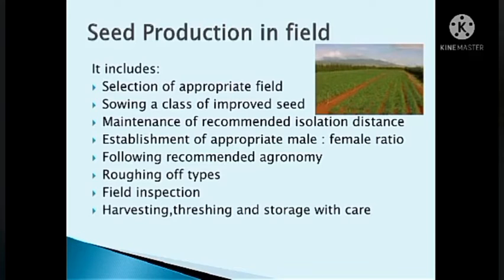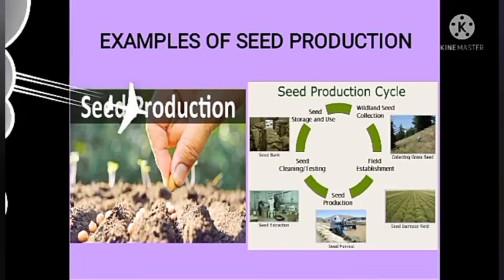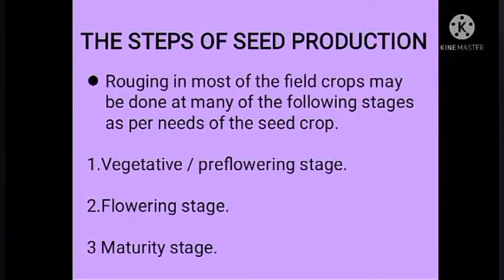Sixth, following recommended agronomy. Seventh, roguing of off types. Eighth, field inspection. Ninth, harvesting, threshing, and storage with care. Next is the example of seed production. Next is the steps of seed production.